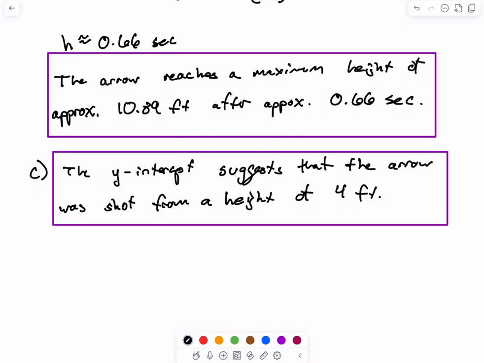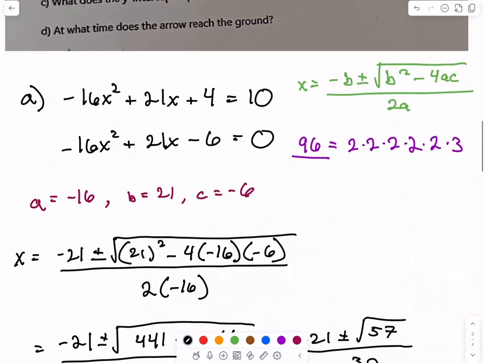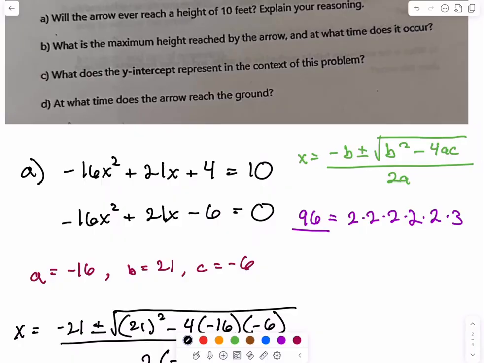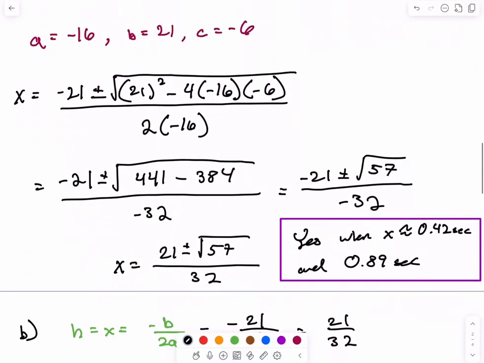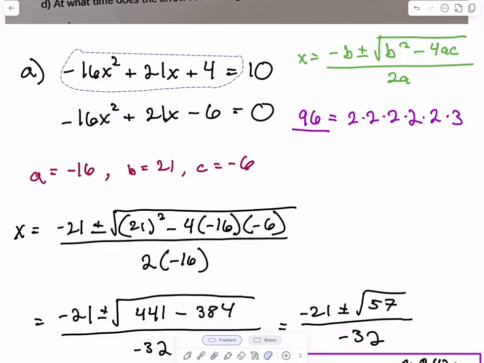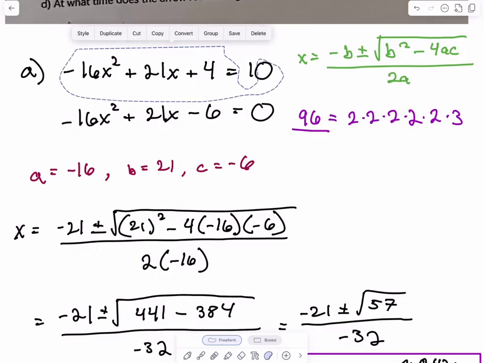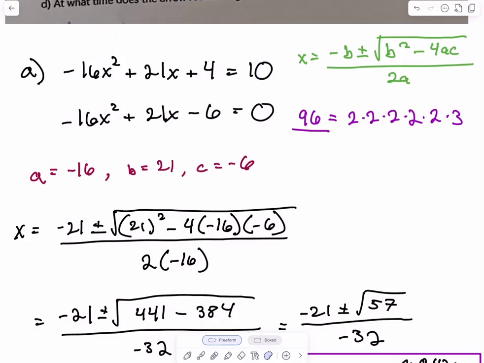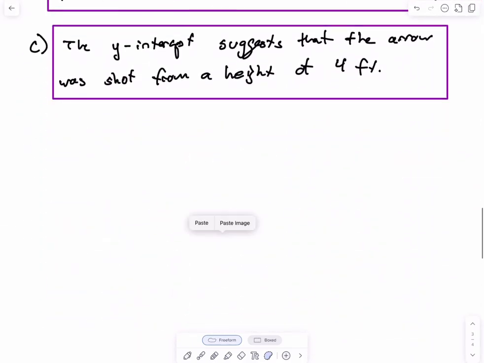Okay, let's see part D. At what time does the arrow reach the ground? If the arrow's on the ground, that means our height is going to be what? A height of 0. So we want to take a copy of the original, and set the height equal to 0.